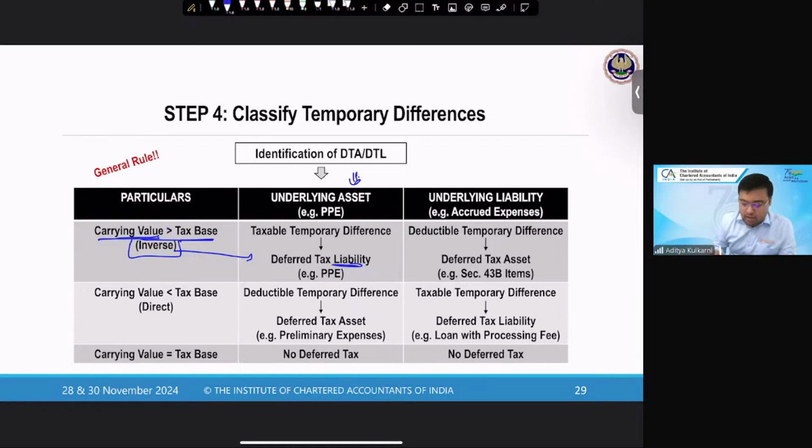If carrying amount is more than tax base, remember the inverse. If it is relating to a liability, it gives rise to a deferred tax asset. If it is pertaining to an asset, it gives rise to a deferred tax liability. But if carrying value is less than the tax base, it is direct. If it is pertaining to an asset, then what will be created is a DTA. If it is pertaining to a liability, what will be created is a DTL.